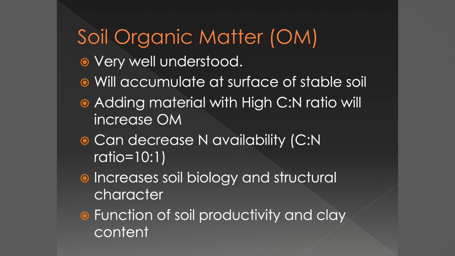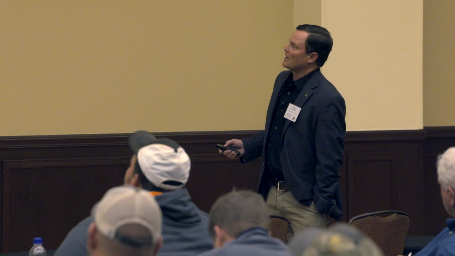Adding material with high carbon-to-nitrogen ratios will typically increase our organic matter. Intensifying our cropping systems will increase organic matter. Growing cover crops with high carbon-to-nitrogen ratios, like I say, will increase that organic matter. It can decrease nitrogen availability as you have a lot of straw out there. Sometimes if you don't have enough nitrogen, you can have yield-limiting conditions. Typically, we can see an increase in soil biology, and structural character would be a benefit, and the function of soil productivity. Clay content can affect it, though.